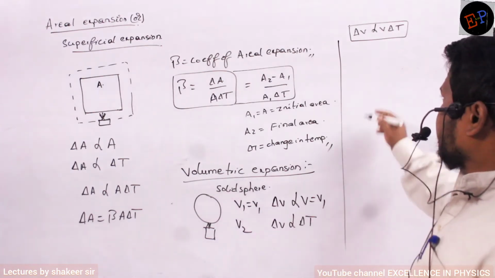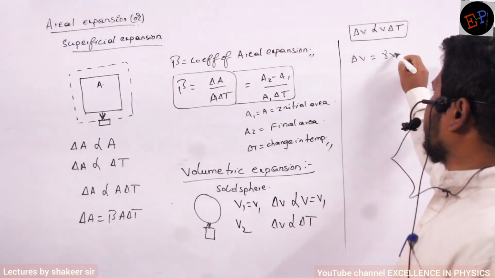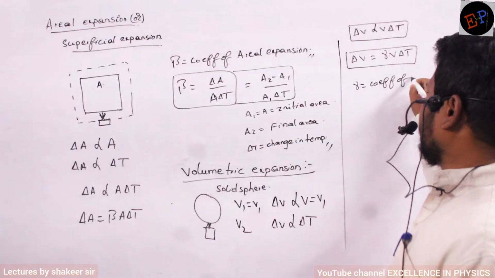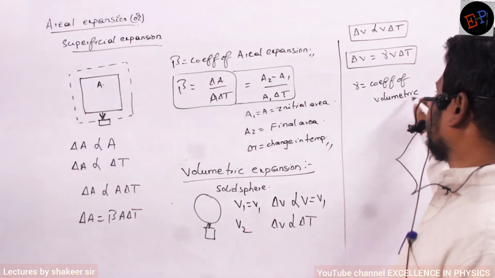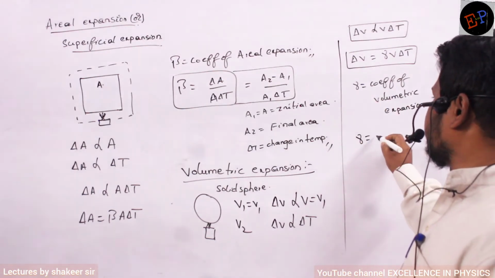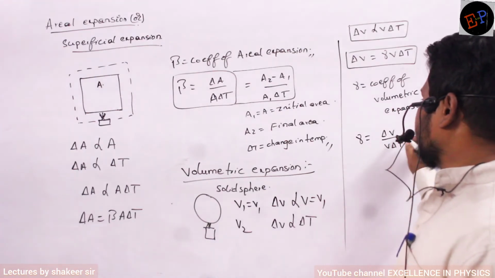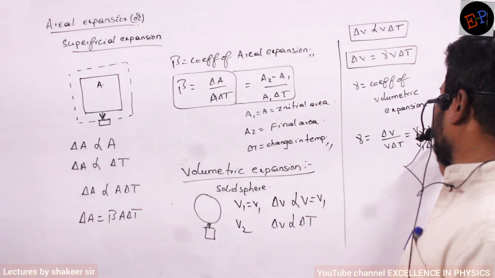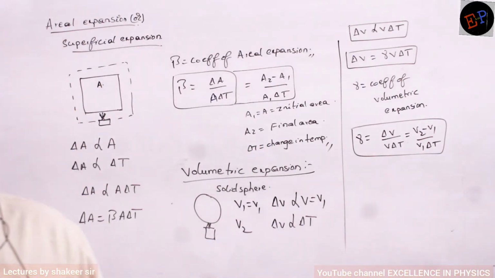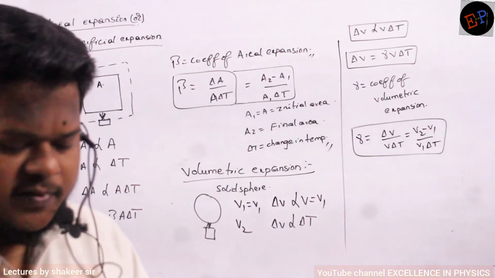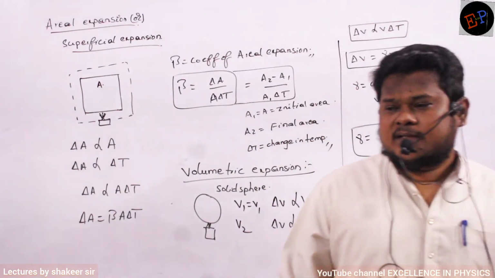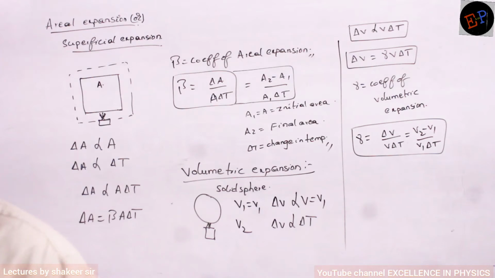Understood, no? And if I want to remove this proportionality symbol, delta V is equal to gamma into V into delta T. And what is this gamma? Gamma is called the coefficient of volumetric expansion. Okay, this is the gamma value. So gamma can also be written as delta V divided by V delta T. Or you can write V2 minus V1 divided by V1 into delta T. So the format of equations remains the same for alpha as well as beta as well as gamma. The format of equations doesn't change. Alpha you write in terms of length, beta you write in terms of area, gamma you write in terms of volume.